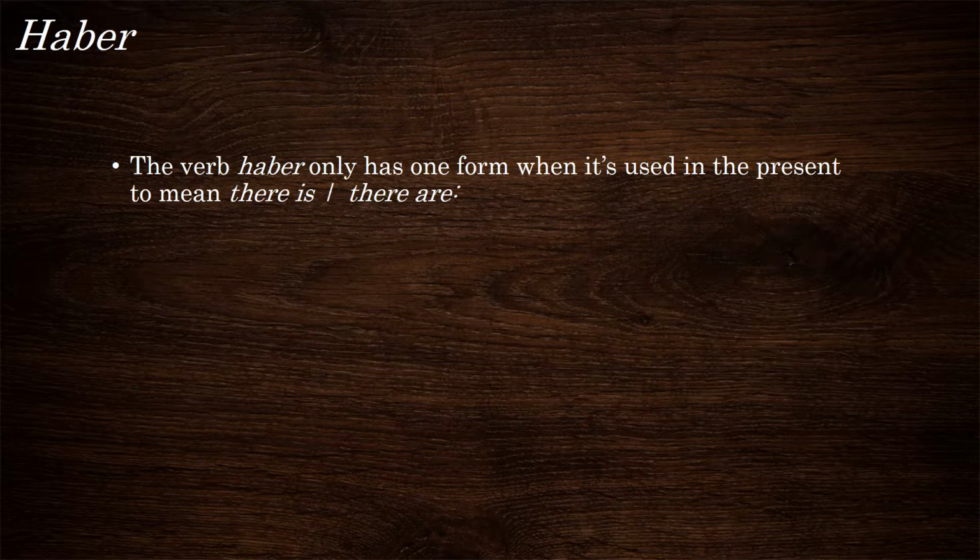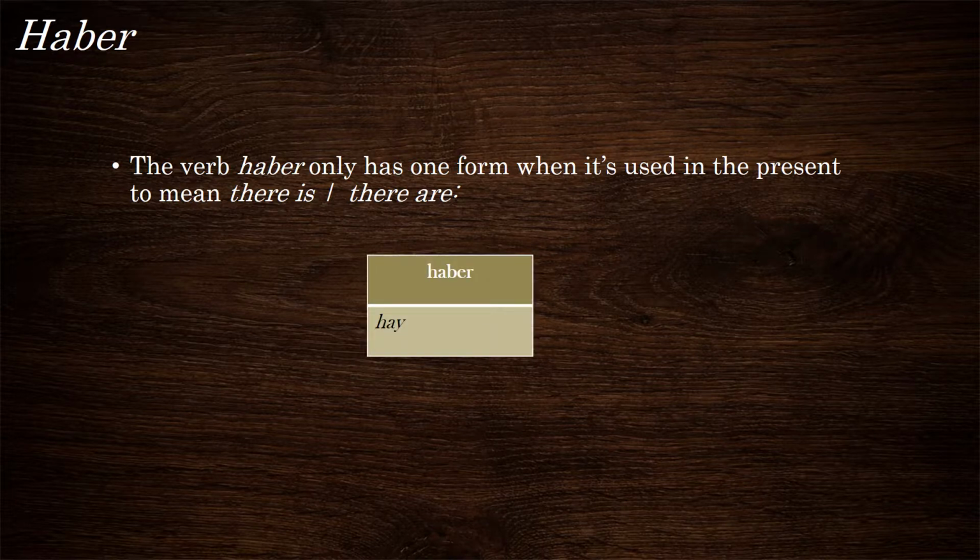Haber. The verb haber only has one form when it's used in the present to mean there is or there are: hay. That was easy. So how do you say there are tacos? That's right. Hay tacos. How do you say there is a party? That's right. Hay una fiesta.